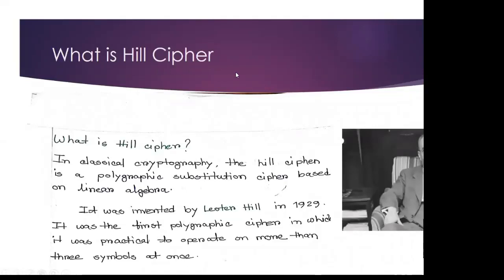What is Hill cipher? The Hill cipher is a classical cryptography method. It is a polygraphic substitution cipher based on linear algebra. It was invented by Lester Hill in 1929, and as you can see, this is Lester Hill. It was the first polygraphic cipher in which it was practical to operate on more than 3 symbols at once.